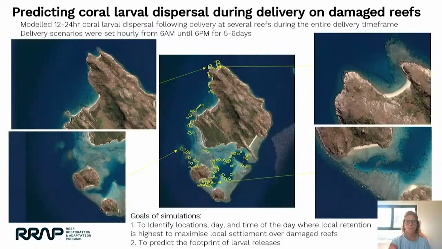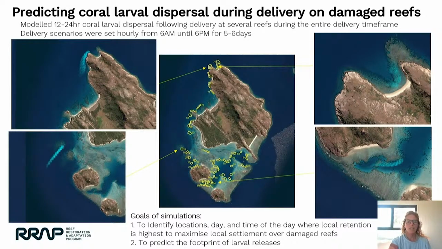the next day. The model also assists us in predicting dispersal during delivery of coral larvae on reef. When larvae in the larval pools are competent to settle, we then transfer them onto damaged reef. And we often have only a 5 day time window to do that.